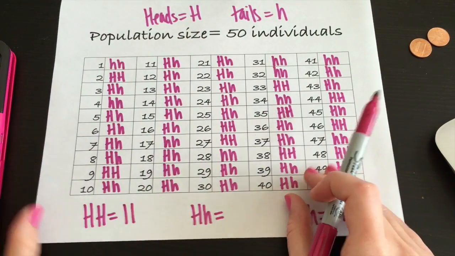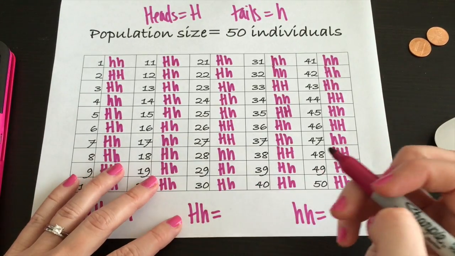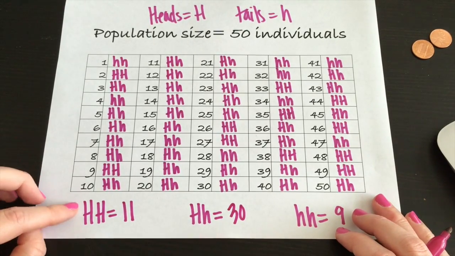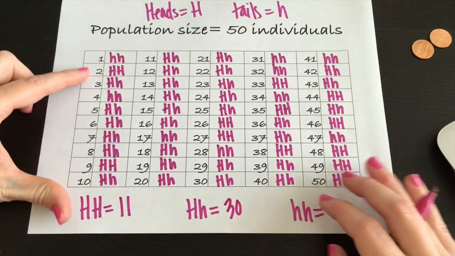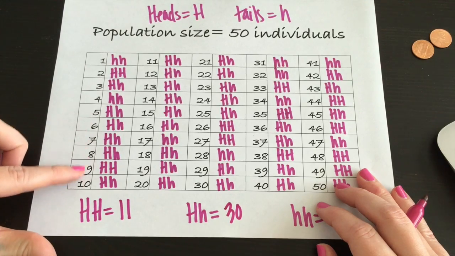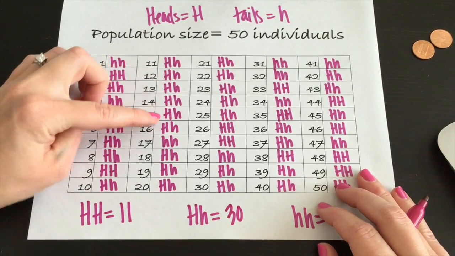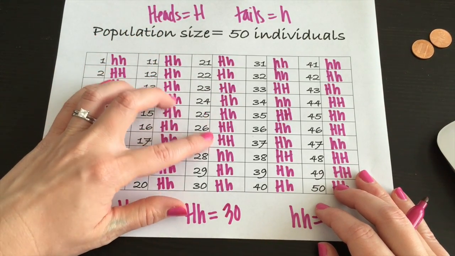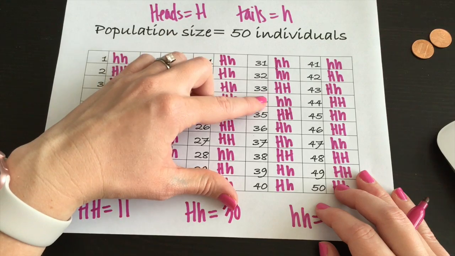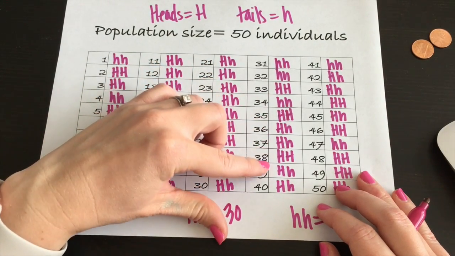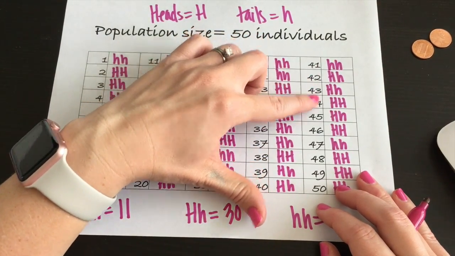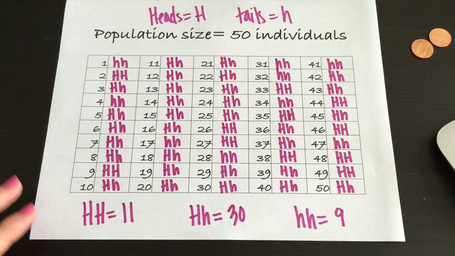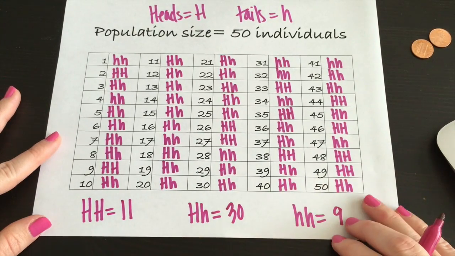So 20 individuals, and 30, if I were to go through and count, would be heterozygous. So let's check. 1, 2, 3, 4, 5, 6, 7, 8, 9, 10, 11, 12, 13, 14, 15, 16, 17, 18, 19, 20, 21, 22, 23, 24, 25, 26, 27, 28, 29, and 30. Yep, so we have 30. So this is all, this is our information.